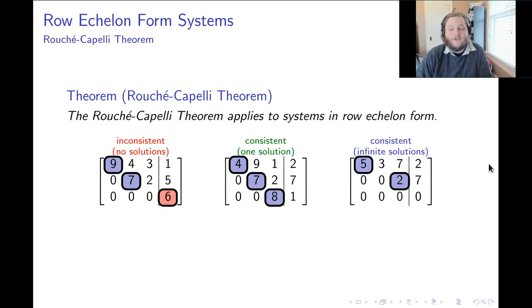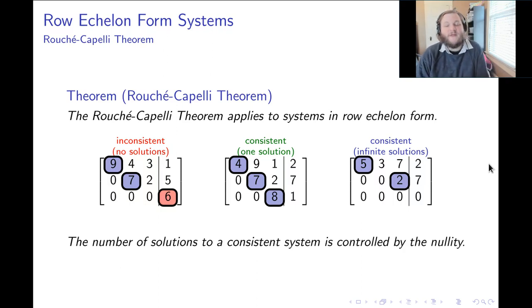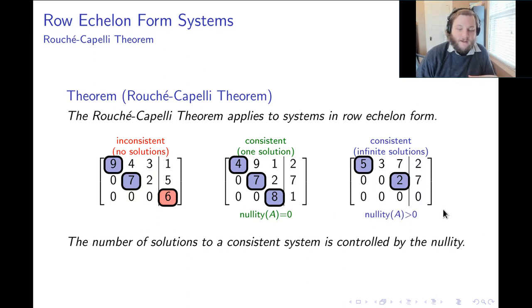And the way we determine whether or not we have one or infinitely many solutions is by looking at the nullity of the coefficient matrix. If the nullity is equal to 0, that tells us that there are no free variables, so there's not room for more than one solution. On the other hand, if the nullity is greater than 0, that means we do have free variables, and the free variables will contribute infinitely many solutions to the system.